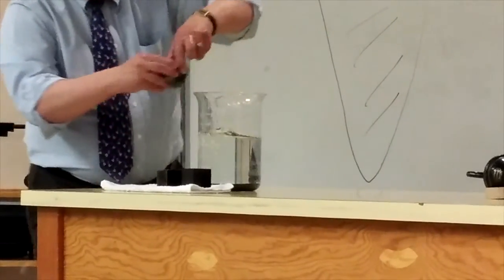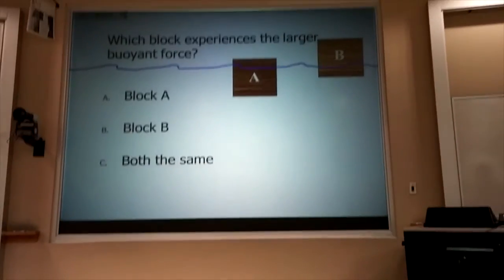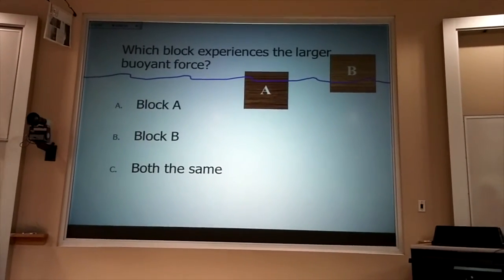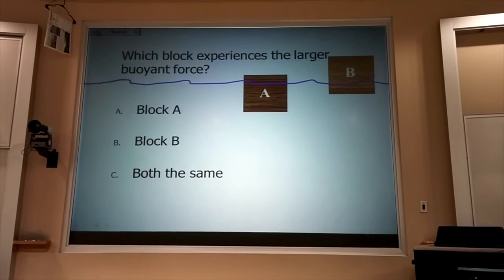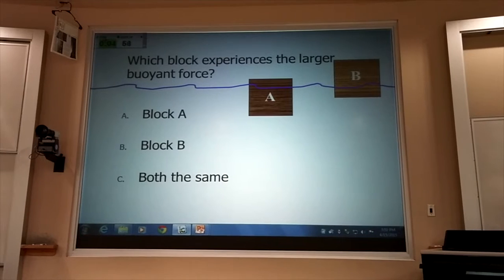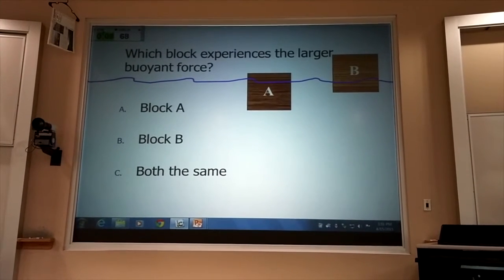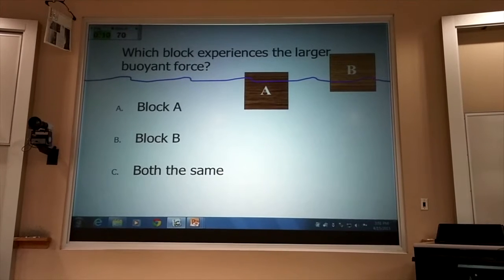Now, I just gave you the answer to the next question, so we should get this all correct. Which block experiences the larger buoyant force? A, B are both the same. Again, I just gave you the answer. If ever there was a chance to get 100%, this is it. Don't let me down.